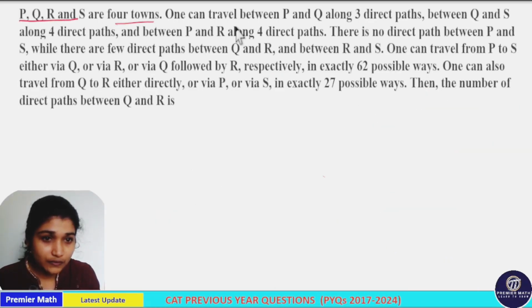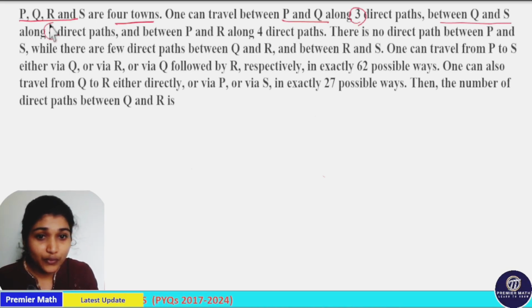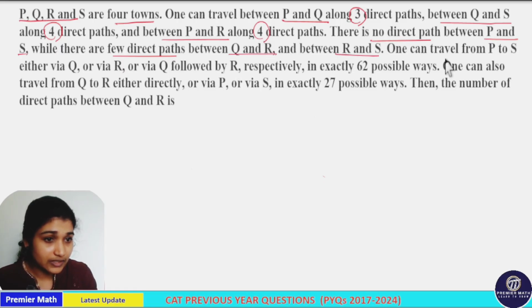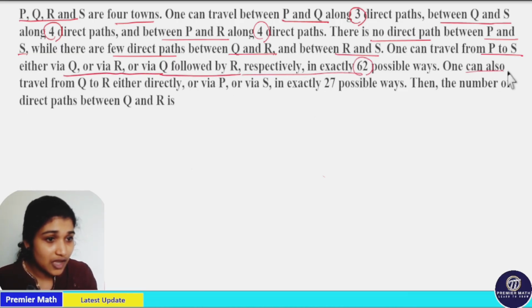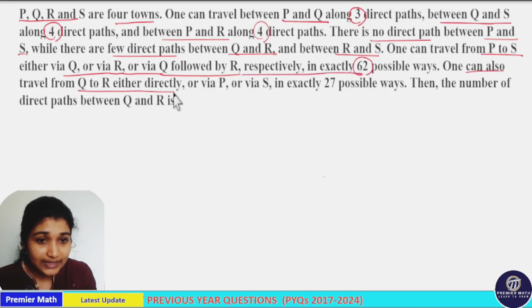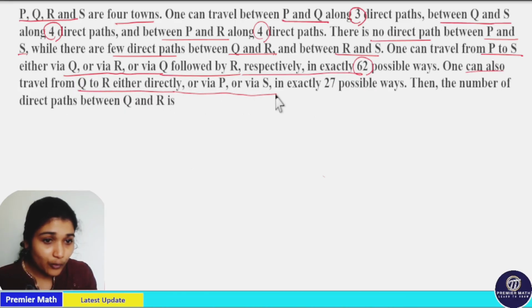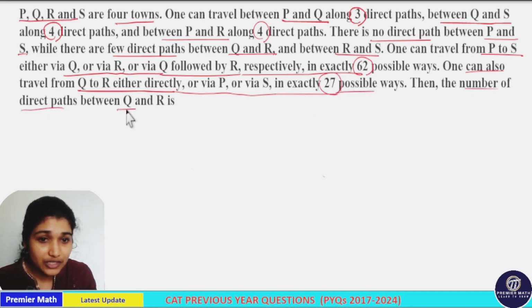PQRS are 4 towns. One can travel between P and Q along 3 direct paths, between Q and S along 4 direct paths, and between P and R along 4 direct paths. There is no direct path between P and S, while there are a few direct paths between Q and R and between R and S. One can travel from P to S either via Q or via R or via Q followed by R, respectively, in exactly 62 possible ways. One can also travel from Q to R either directly or via P or via S in exactly 27 possible ways. Then find the number of direct paths between Q and R.